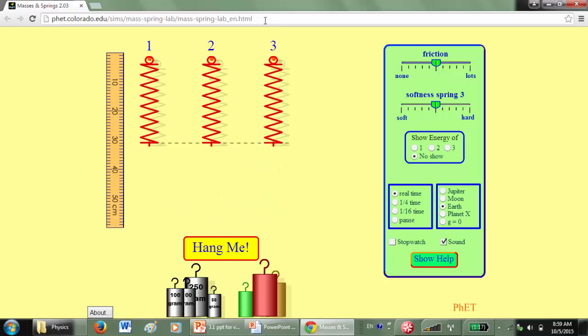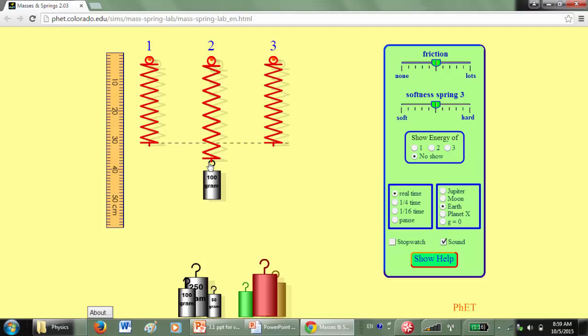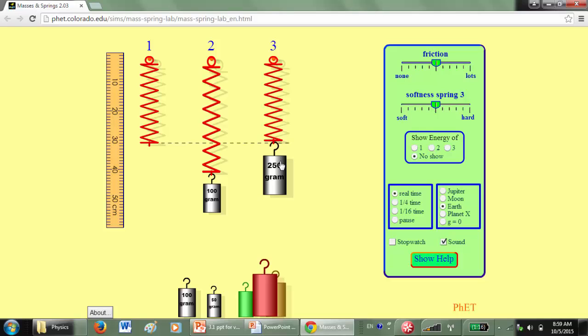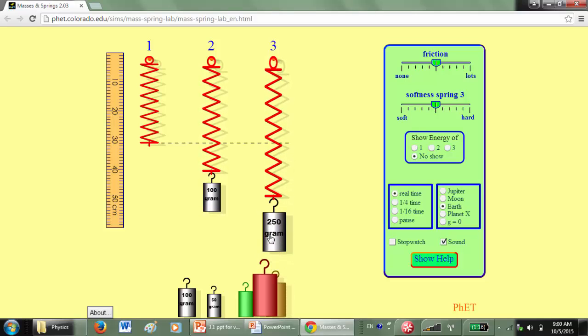Okay, so let's take a look at what happens with elastic potential energy first. So we have a set of springs, and let's say we hang a 100-gram mass on one. You can see that it extends at some point. Now, if we look at Hooke's law, we can see that if we put 250 grams on it, it extends longer because it has more of a force on it, so the extension or elongation is greater.